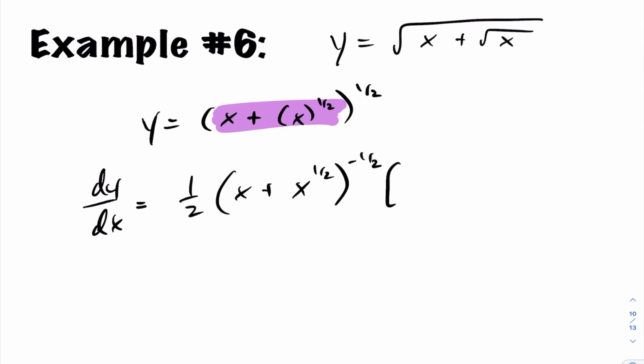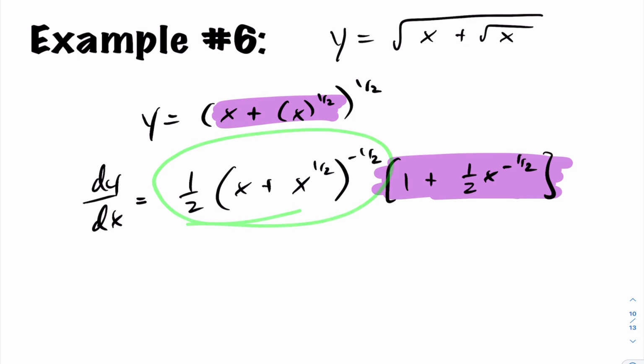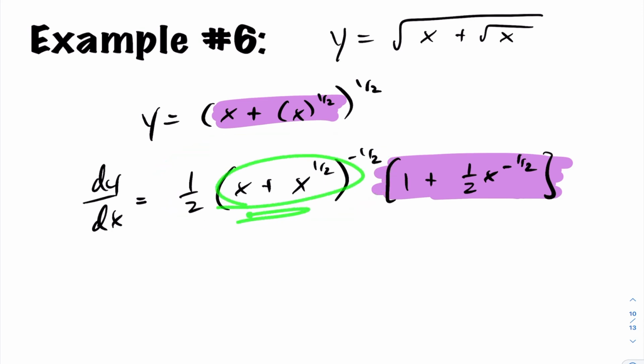Now again, I have to take the derivative of the inside. And the derivative of the inside will be 1 plus 1/2 x to the minus 1/2. And that's the chain rule portion right here, where you take your derivative of your function, assuming this is just the power rule. It was not just the power rule, it's not just an x. You have to take the derivative of the inside, and you get this expression here. All right, let's look at another.